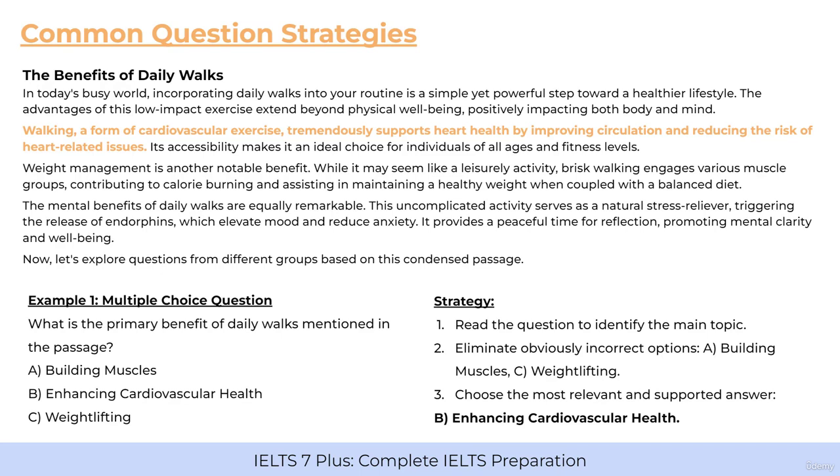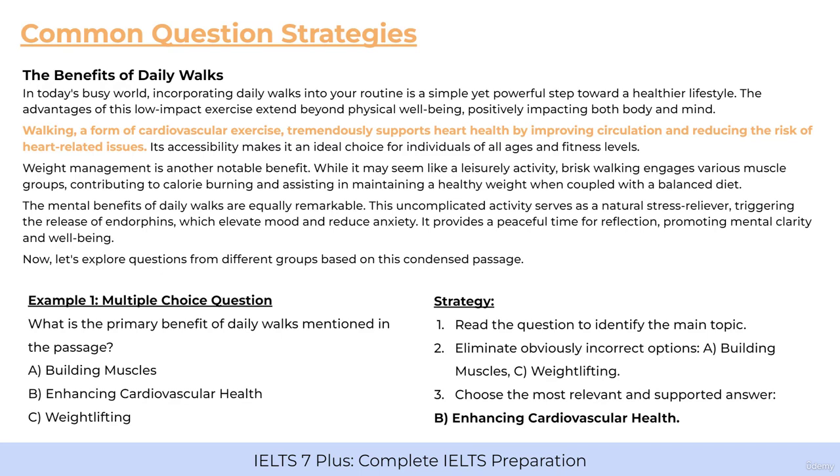Okay, so read the question, identify the main topic, think about key vocabulary within the question too. Then eliminate obviously incorrect options. So I need to go back to the text and have a read through. Now I've highlighted some text here. Walking, a form of cardiovascular exercise, tremendously supports heart health by improving circulation and reducing the risk of heart-related issues. Okay, now the next paragraph underneath talks about weight management, and then it goes on to talk about well-being. But the key word here is tremendously supports heart health.